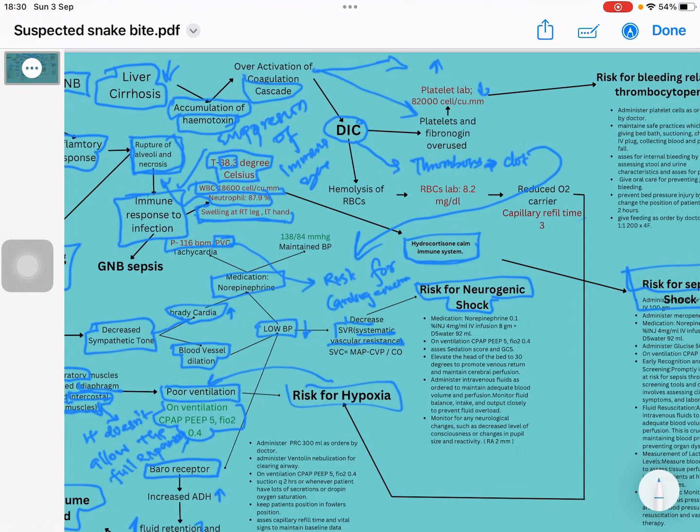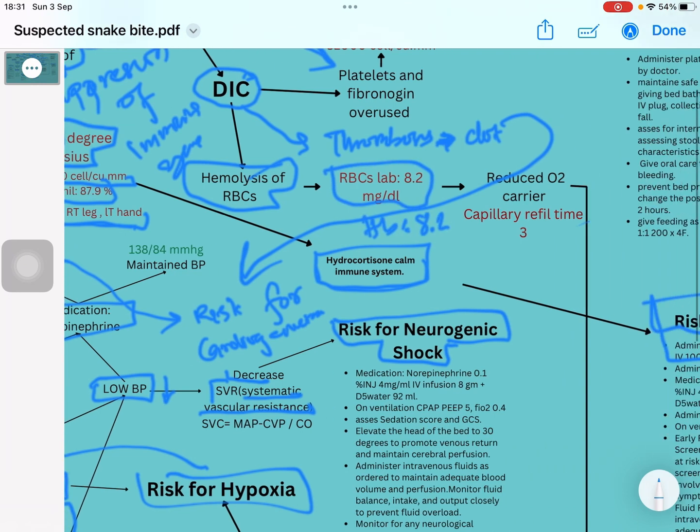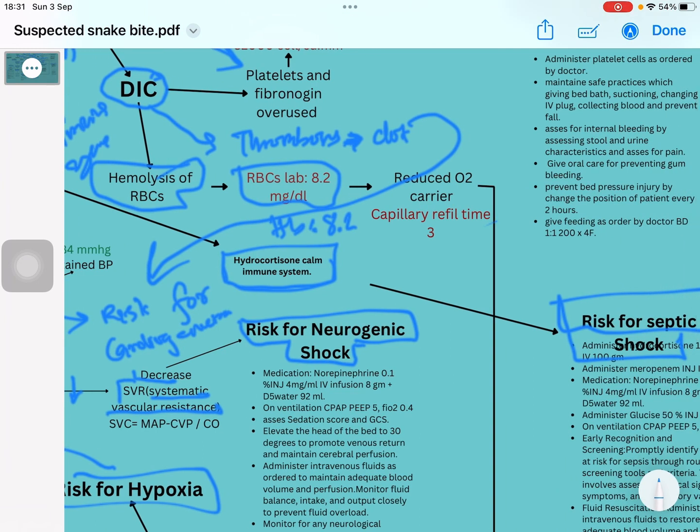And another thing that DIC can cause is hemolysis of RBC, damage of RBCs, due to which my patient's hemoglobin level is 8.2. The function of hemoglobin is to carry the oxygen to other parts of the body, but my patient doesn't have enough hemoglobin, so it means reduced oxygen carrier in my patient.